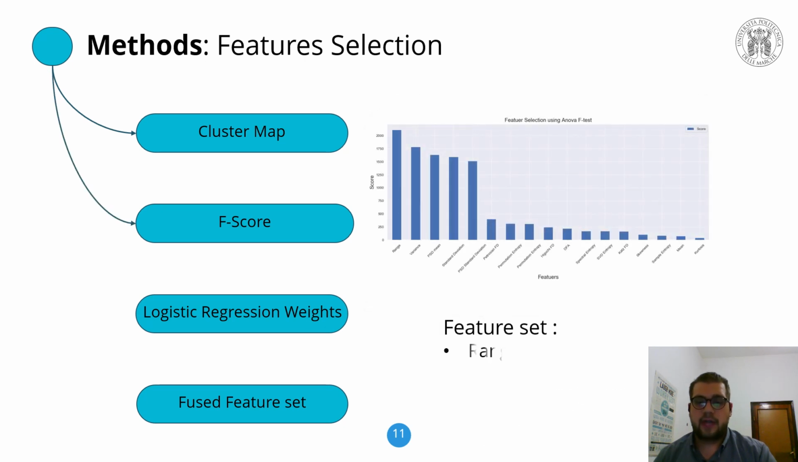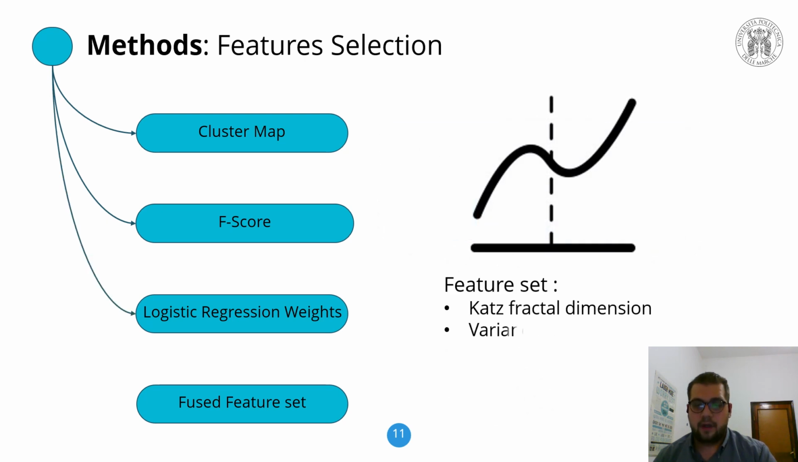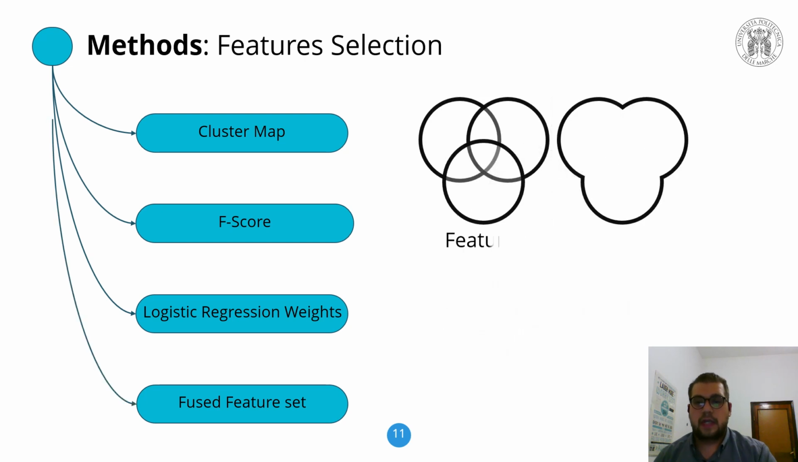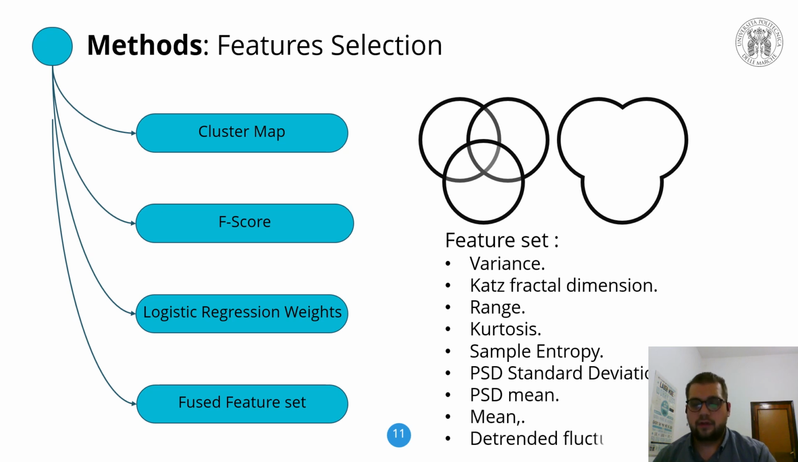The next method is the ANOVA F-score, which gives a weight for each feature. We have found that 5 features are more contributing in the analysis. The next method is the logistic regression weight, which gave us only 3 features. The final method is the fused feature set, which is a union of the previous 3 feature sets. This union gives us a list of 9 features that are the most suitable for the work.